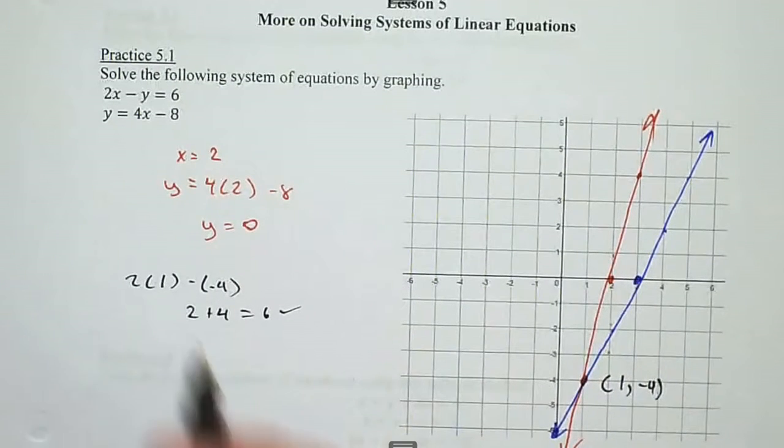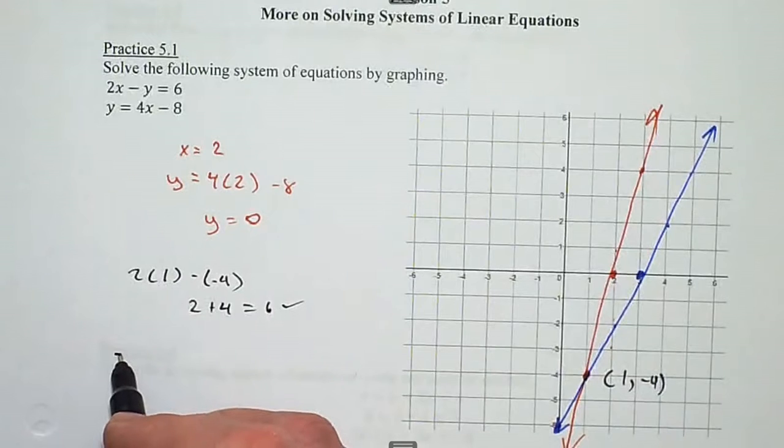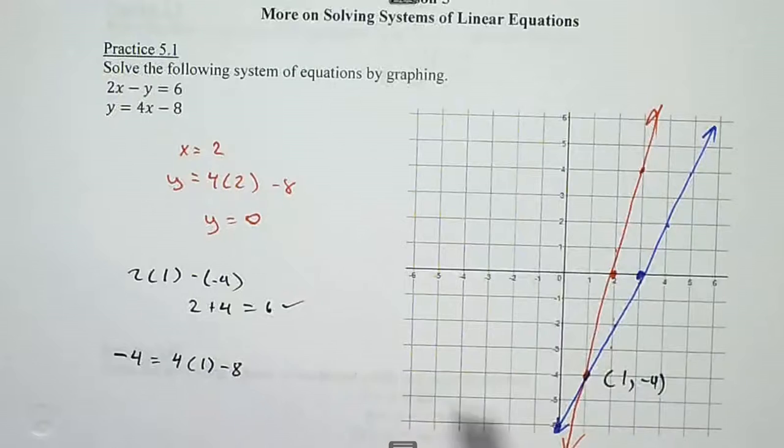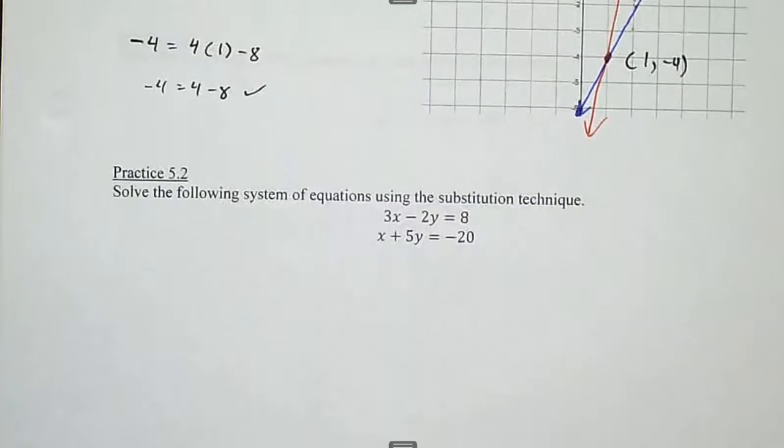All right, let's try the second equation. It says y, which is negative 4, has to equal 4 times x, which is 1. So that's negative 4 equals 4 minus 8, and that's true as well. So that's the solution to the system of equations. All right, would you please practice 5.2?